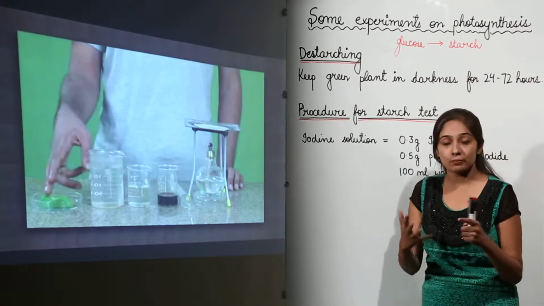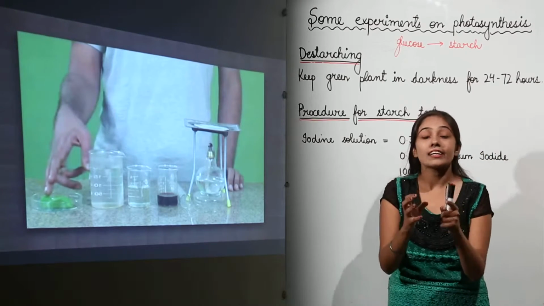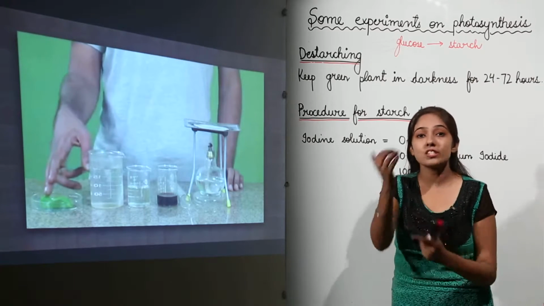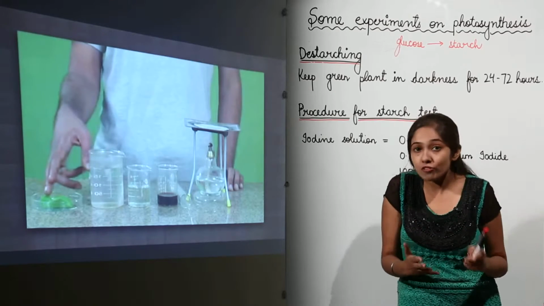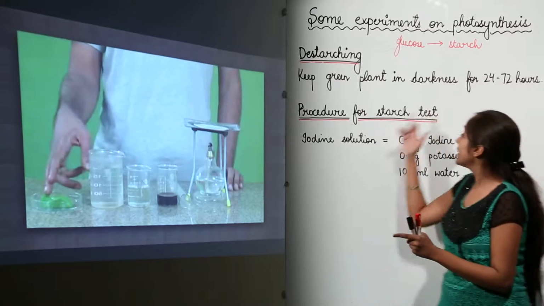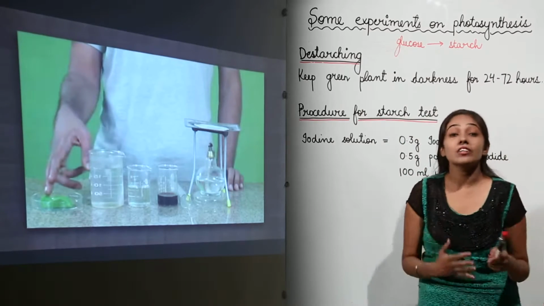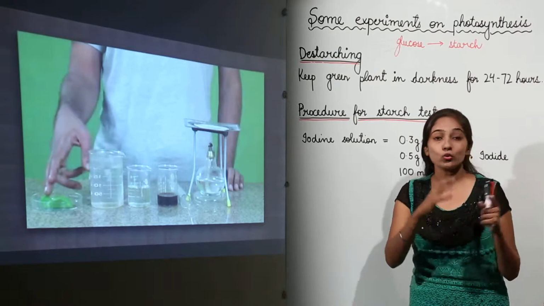So how does this happen? When you place the plant in darkness, the starch, that is the stored food in plants, is used up in the cellular activities. And after this, no new starch is being formed. So we can say that by keeping the plant in darkness for this amount of time, we can have a de-starched potted plant.